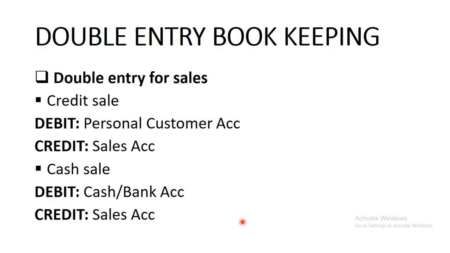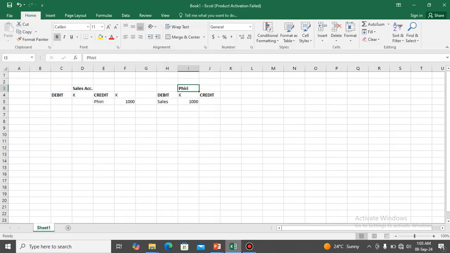All right, so let's go back to our PowerPoint. What I explained is this: you debit the personal customer account, which is Piri in this instance, then you credit the sales account. Then for cash sales, it's similar, but the only difference here is there's no personal account, because the sale was on cash. So what you credit is the sales account, similar to a credit sale. So we've got a sales account here.